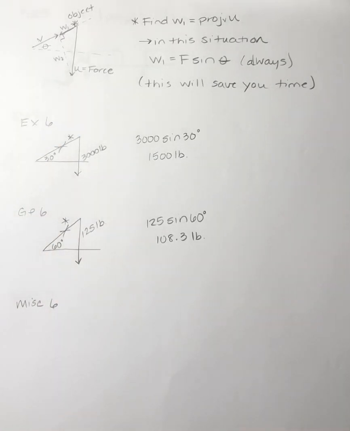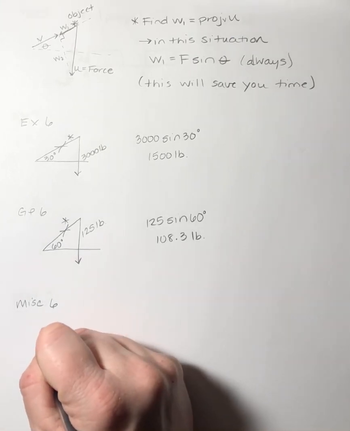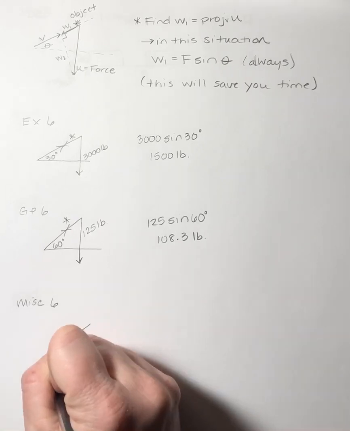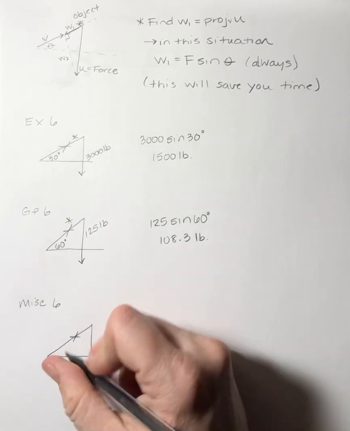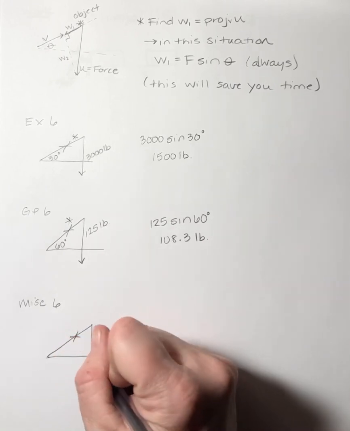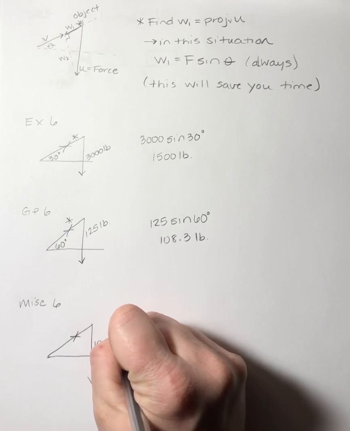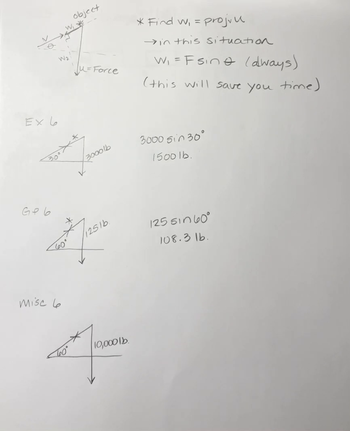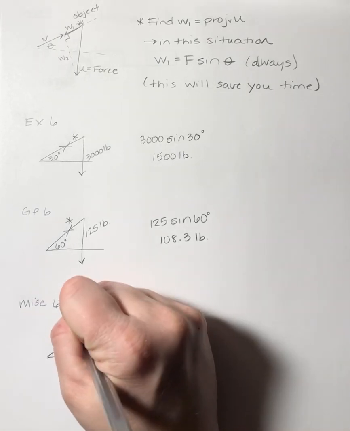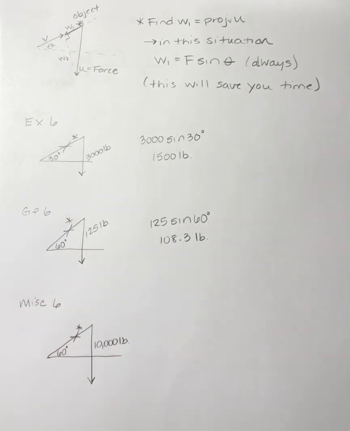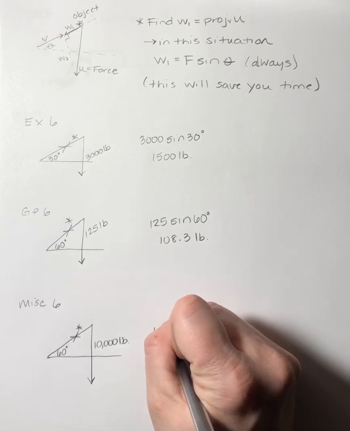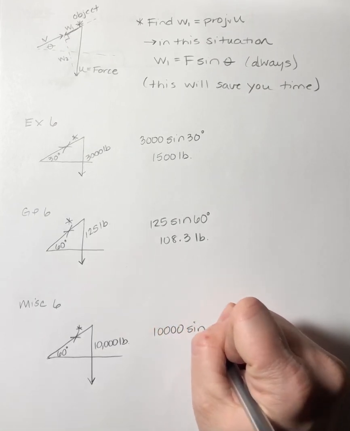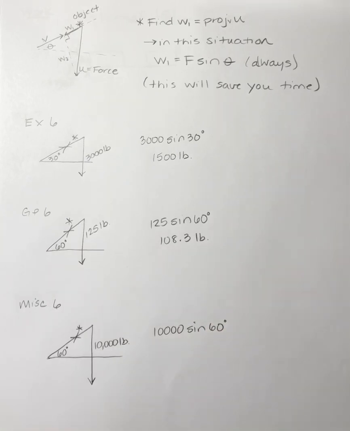A 10,000-pound boulder sits on a mountain at an incline of 60 degrees. So very similar picture as the last one. So you have a boulder and it's 10,000 pounds. Incline 60 degrees. Ignoring the force of friction, what force is required to keep the boulder from rolling down the hill? So again, we're looking for the force that would require it to keep from rolling down the hill. So I just do 10,000 times the sine of 60. Again, sine of 60 is square root of 3/2.